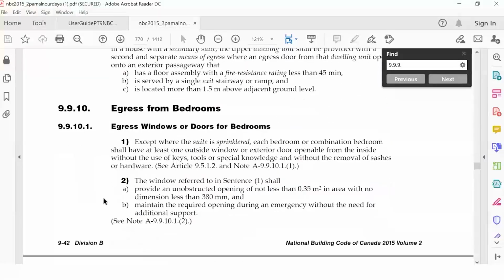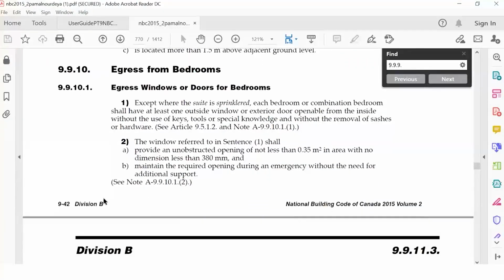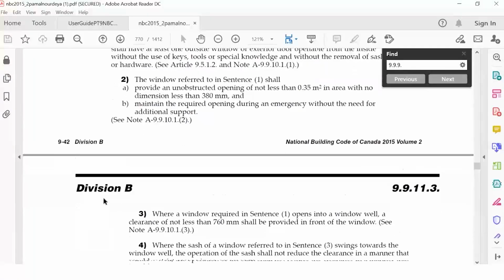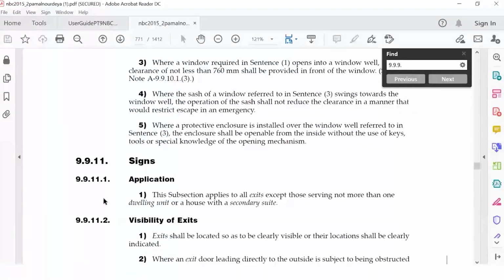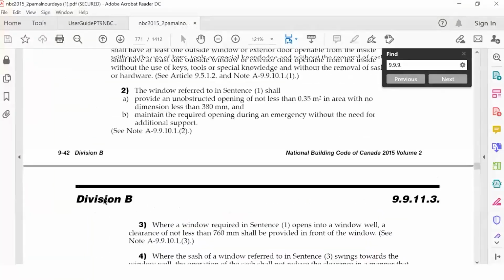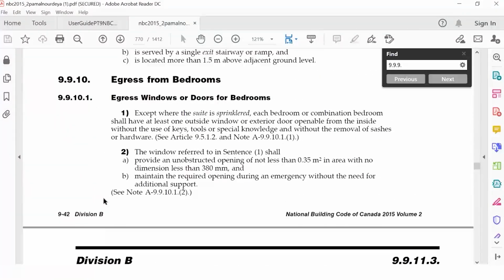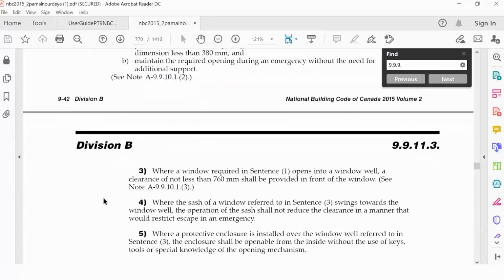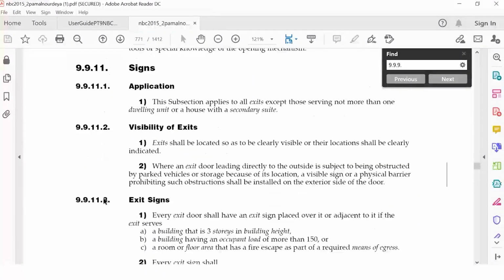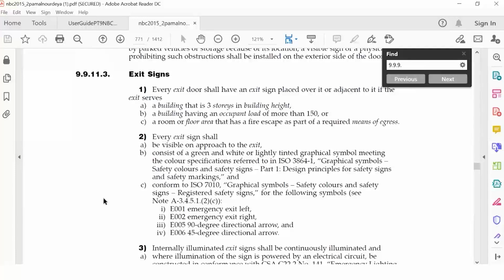Okay, and then this one is egress from bedroom: outside window, and exterior door openable from the inside. These are provisions for bedrooms. They apply to all bedrooms except where the building is sprinklered. And signs, visibility of signs. With that, we have finished the requirements for exits, but of course exit signage is required. The whole section of 9.9 gives you the requirements for exit signage, exit lighting, and so on in terms of facilities for safe egress from the building.